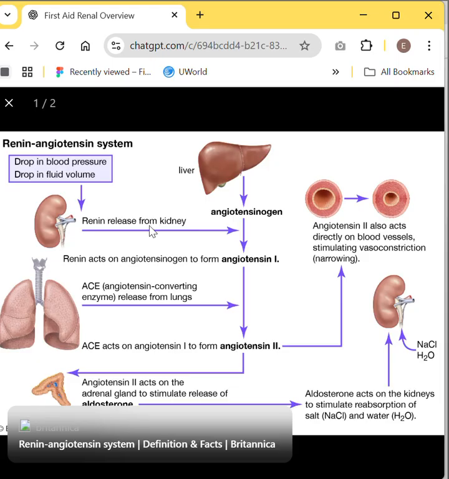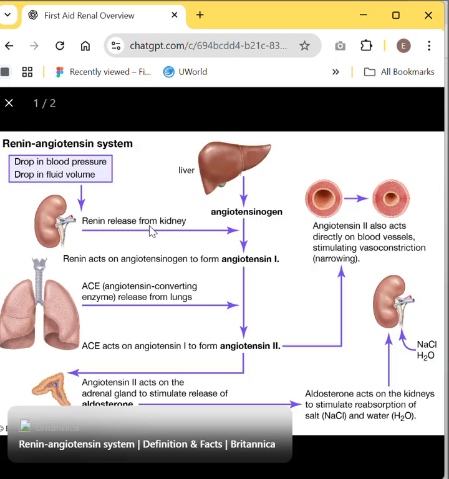So we know that there's a drop in blood pressure, there's a drop in fluid volume, and renin is released from the kidney. Renin acts on the angiotensinogen from the liver to convert it into angiotensin 1. Now that you have angiotensin 1, we need ACE, angiotensin converting enzyme, from the lungs. ACE converts angiotensin 1 to angiotensin 2. Once angiotensin 2 is formed, it goes to the adrenal gland and tells it to secrete aldosterone. Aldosterone then goes to the kidney and tells it to stimulate reabsorption of salt and water to conserve them, right?